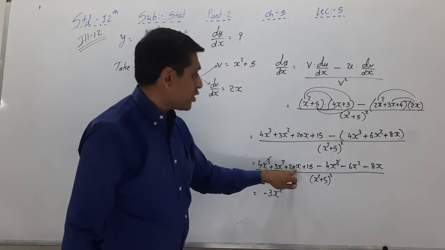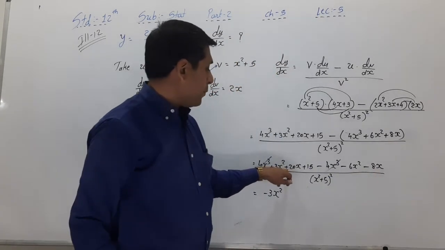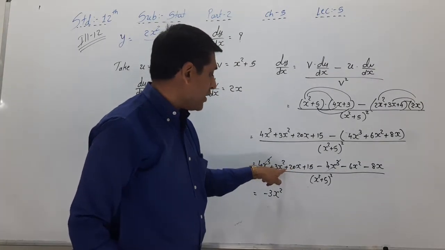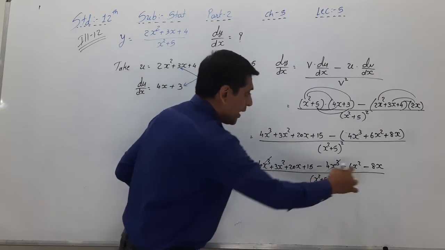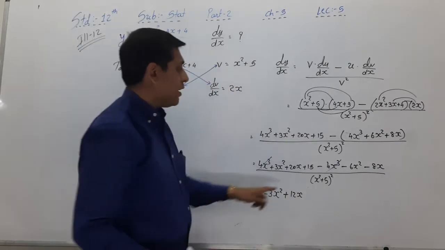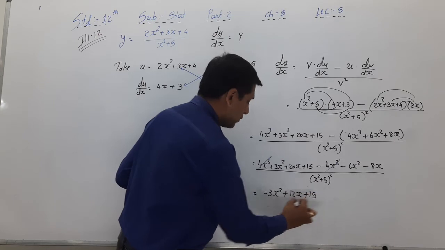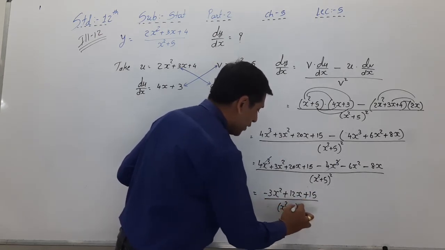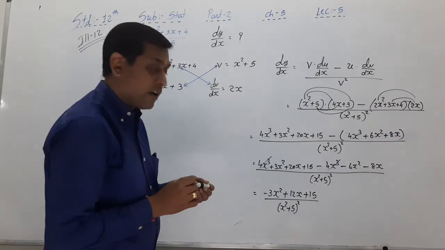Now 20x is plus and 8x is minus. So 20 plus minus 8, but the sign of the higher amount, that is 20, is plus. So plus 20 minus 8 is 12x, and then the last one is 15, divided by x square plus 5 whole square. See, this is your answer, nothing else.